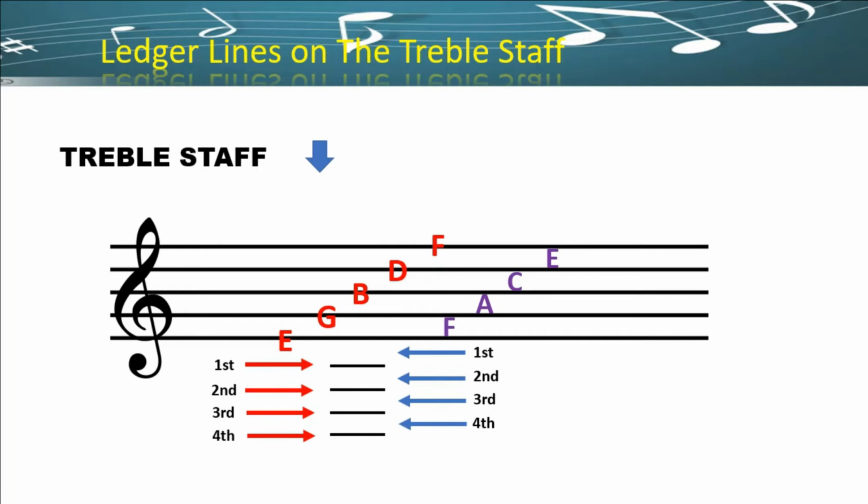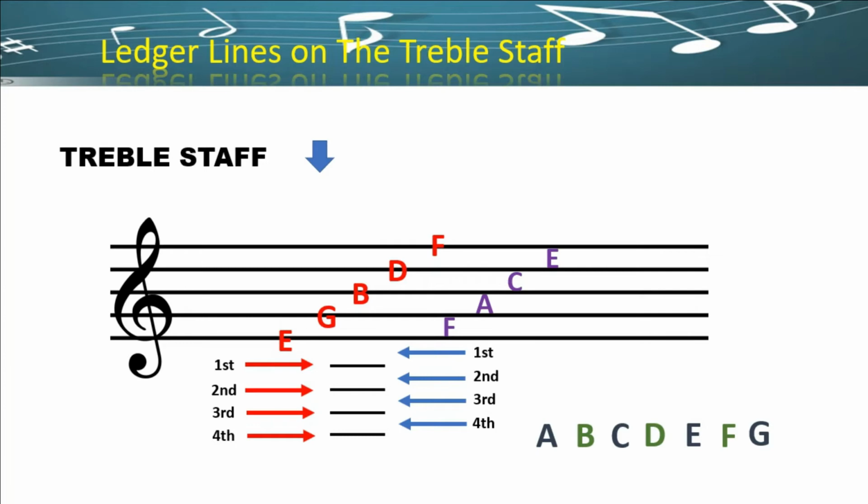Okay, having known the lines and spaces, how do we now identify them? What are their letter names? How do we trace them? First and foremost, let's take note that we make use of the following alphabet in music, which is A, B, C, D, E, F, and G, to name our notes and to name our lines and spaces.